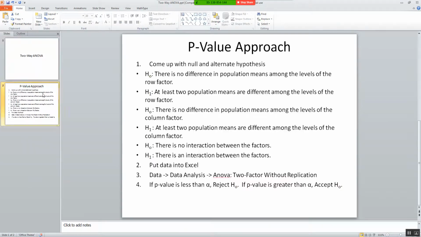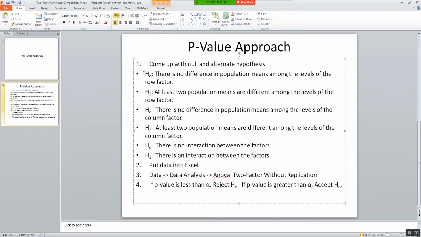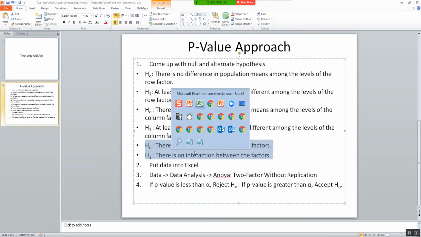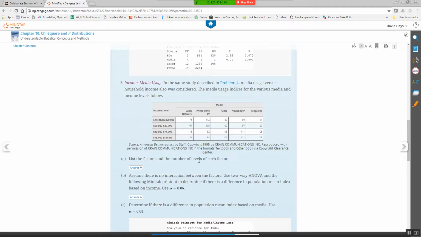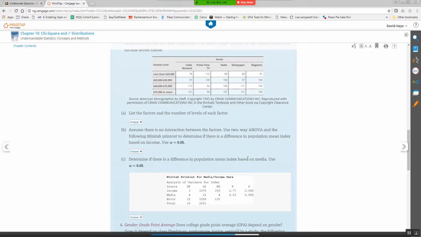Now for our two-way, we come up with the null and alternate hypothesis, and here's where we're considering it at the row level. Here's where we're considering it on the columns. And then here, we're talking in general about the factors. Now, I'm not going to go into all the details of that, but I want to show how to use the technology part. So that really isn't in the book here. I think the book's pretty good on explaining it, but it doesn't really talk about how you would do it in Excel.